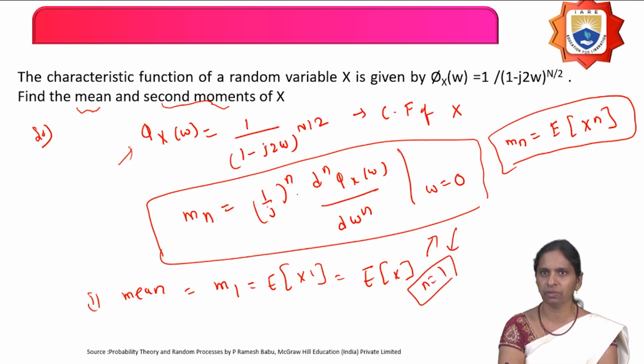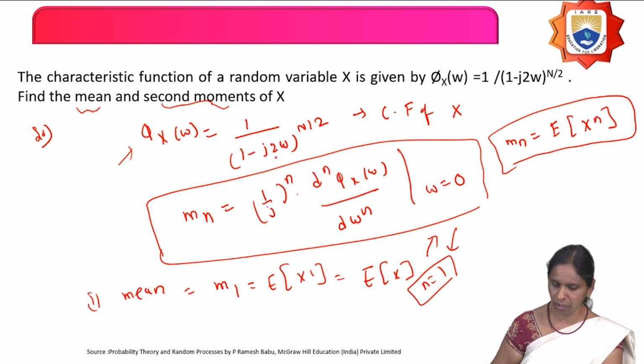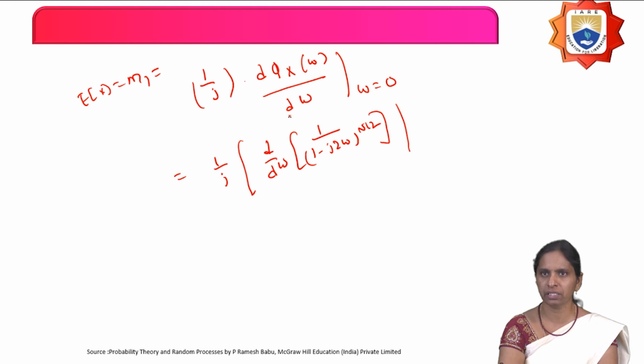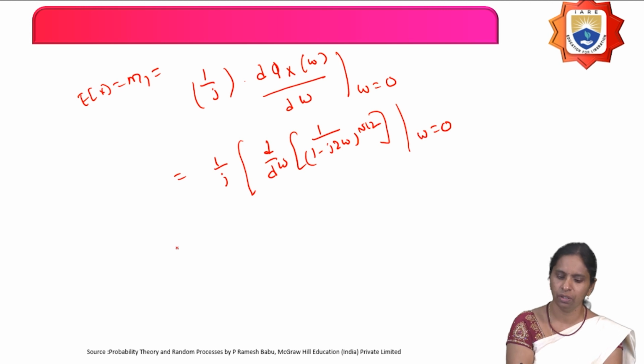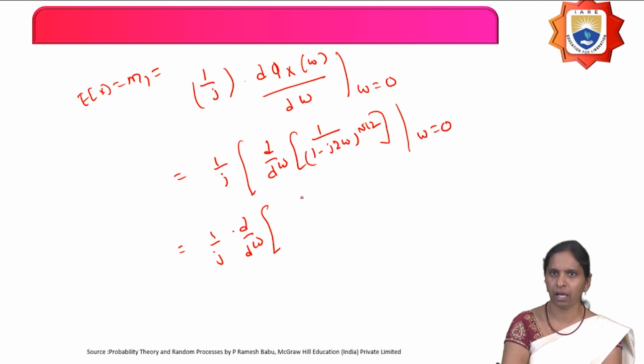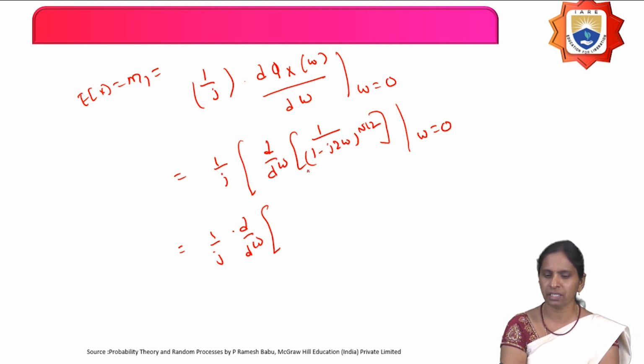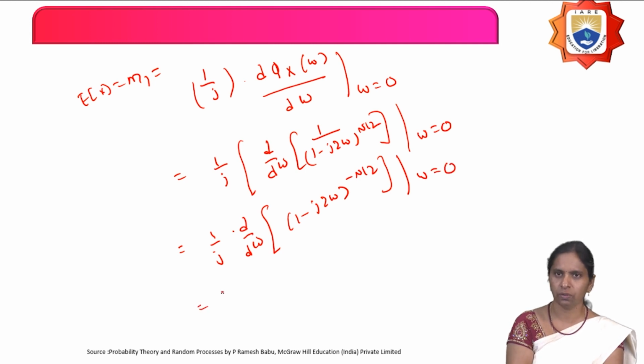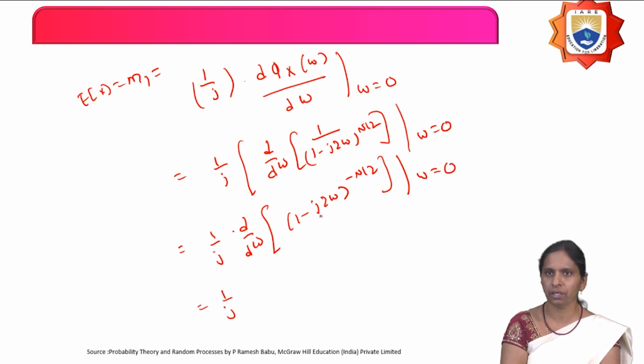So, the characteristic function they have given is 1 by (1 minus j 2 omega) whole power n by 2. After differentiating only, you have to substitute omega equals 0. So, that equals 1 by j d by d omega of, you can write this as (1 minus j 2 omega) power minus n by 2, at omega equals 0. That equals 1 by j. So, what is the differentiation of (1 minus j 2 omega) power minus n by 2 with respect to omega?